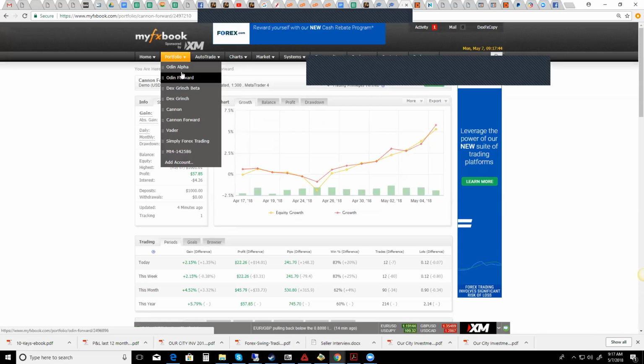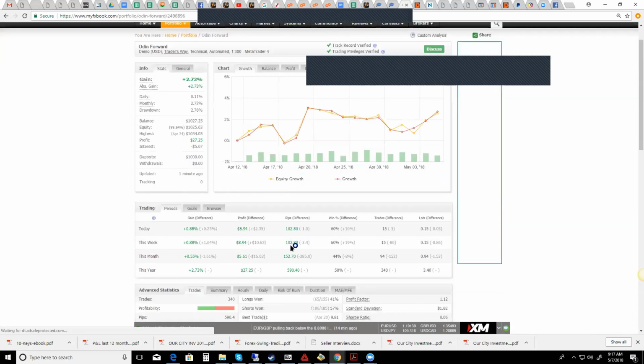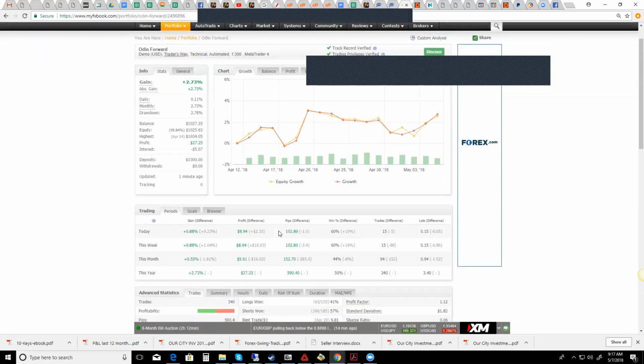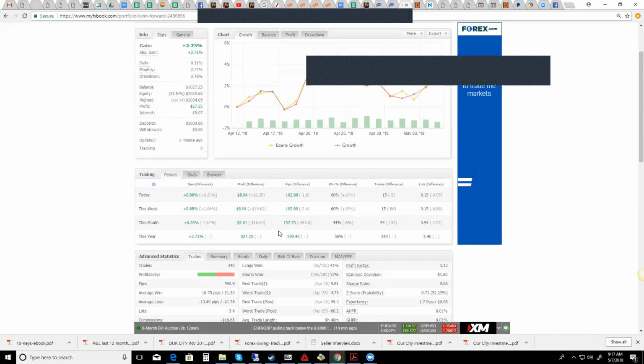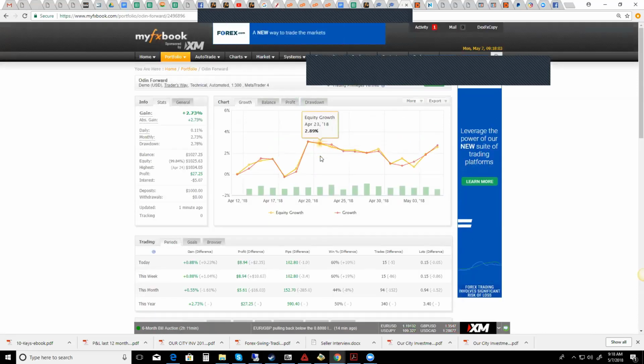If I go over to Odin Forward, which is the opposite of that first equity curve I showed you, we did 102 pips today. On these bots, I think it was like 190 on the Odin on Friday, which is the NFP. Now, I'm not saying our bots trade the NFP, but I guess I am. But they trade it with performance enough to recover.